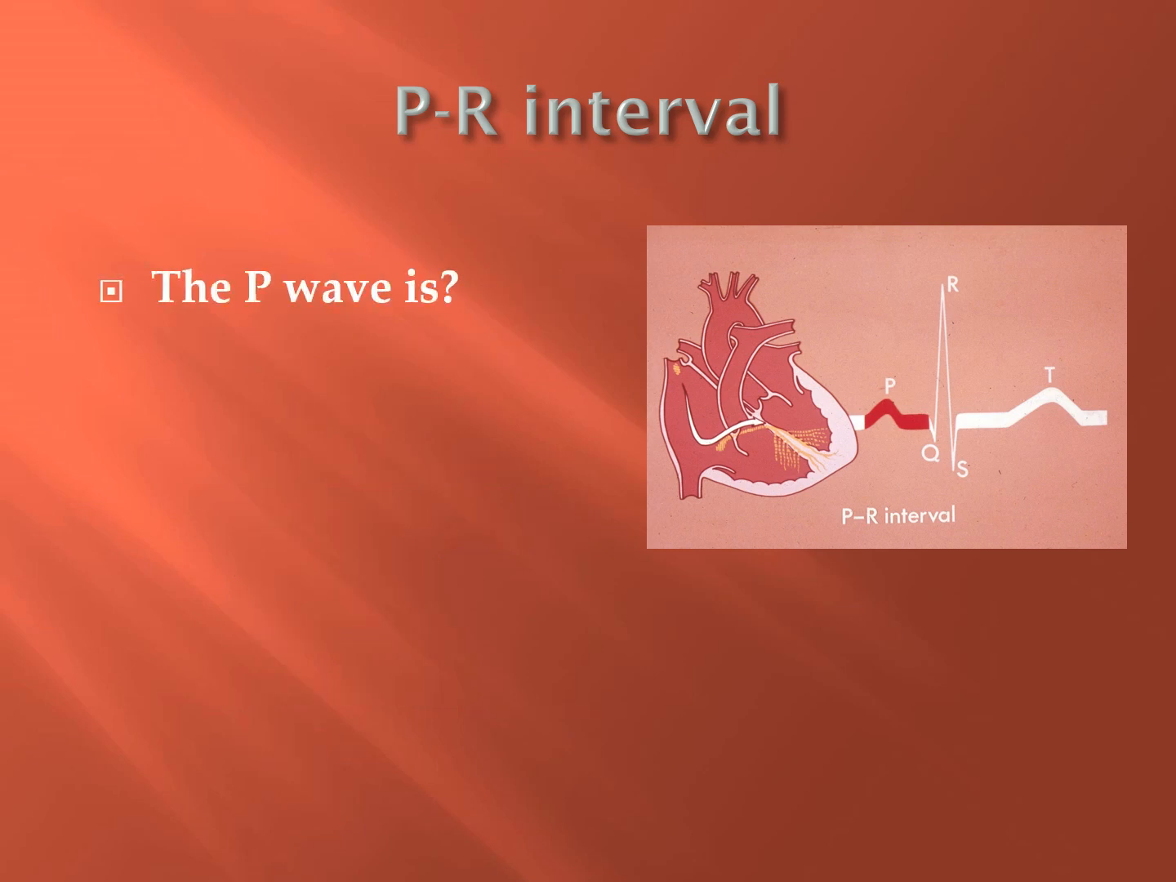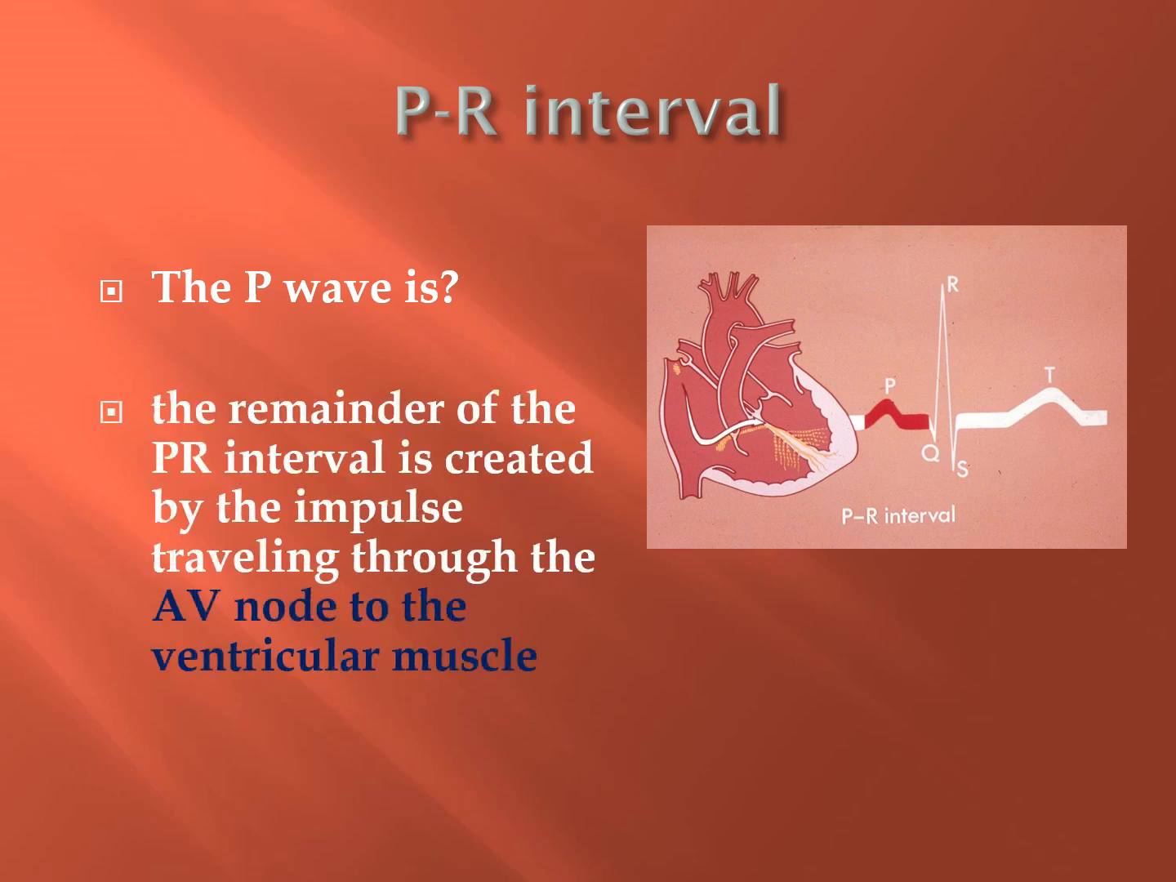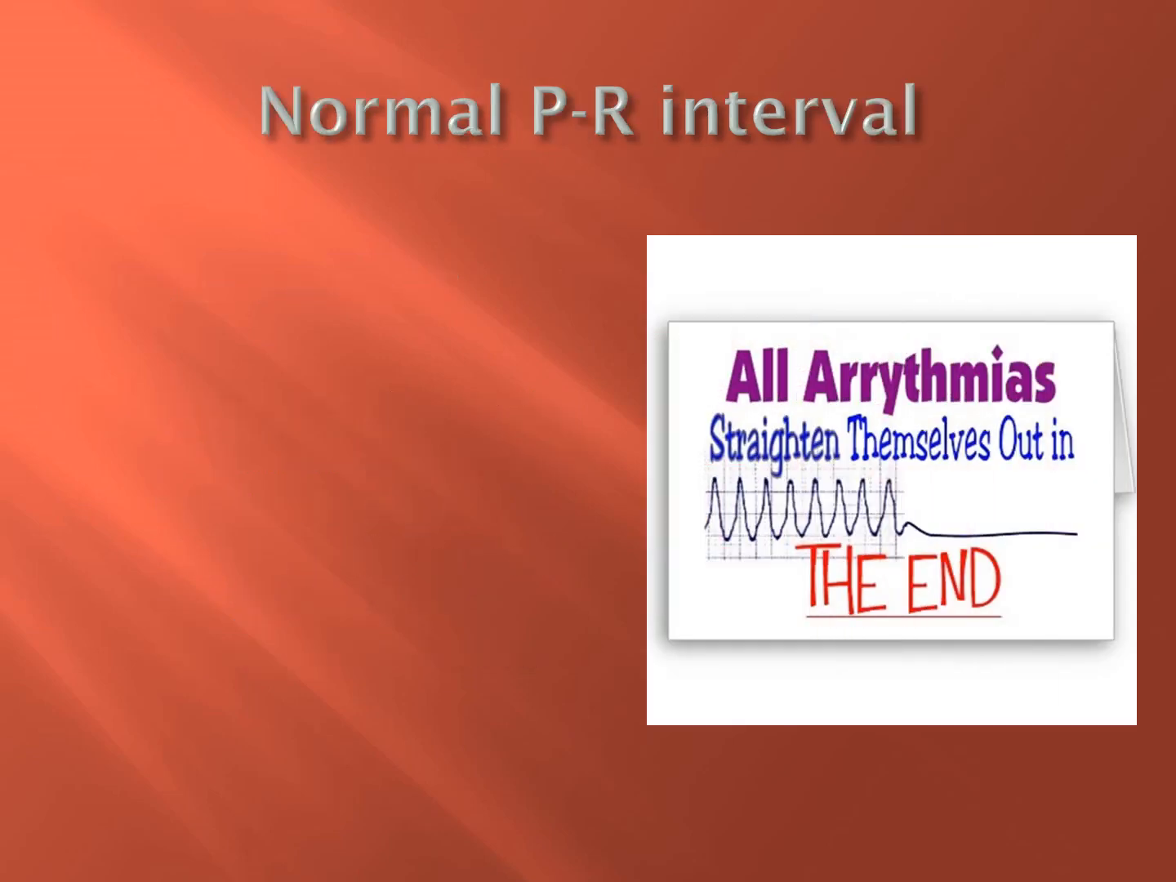The P wave is atrial depolarization. The remainder of the PR interval is created by the impulse traveling through the AV node to the ventricular muscle. So if there's damage or injury, then that's going to delay and cause a prolonged PR interval. Because it's important, we need to know what the PR interval is.